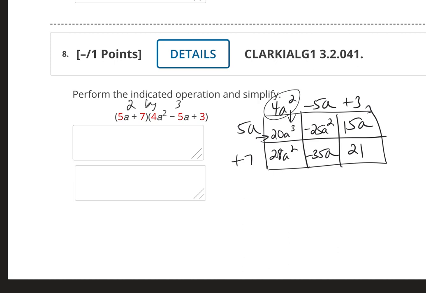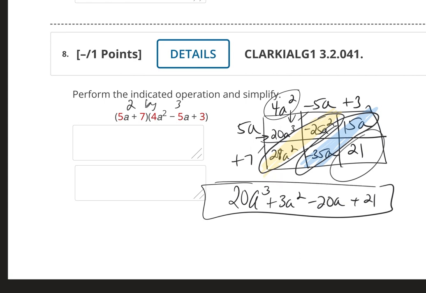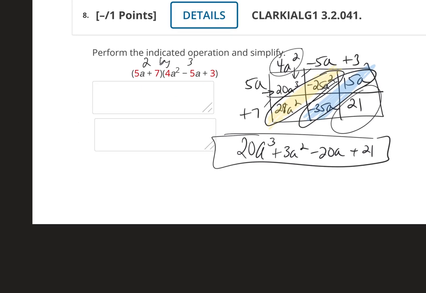I want you to notice also that if you look at the diagonals, like terms happen to naturally fall on diagonals. And I can go ahead and combine them on the way down. So my first diagonal is 20a cubed. Then I can combine these two because they're like terms, and that would give me 3a squared. I can combine these two, and that gives me negative 20. And then I have 21 at the end here, and that is going to be my product for terms after combining like terms.